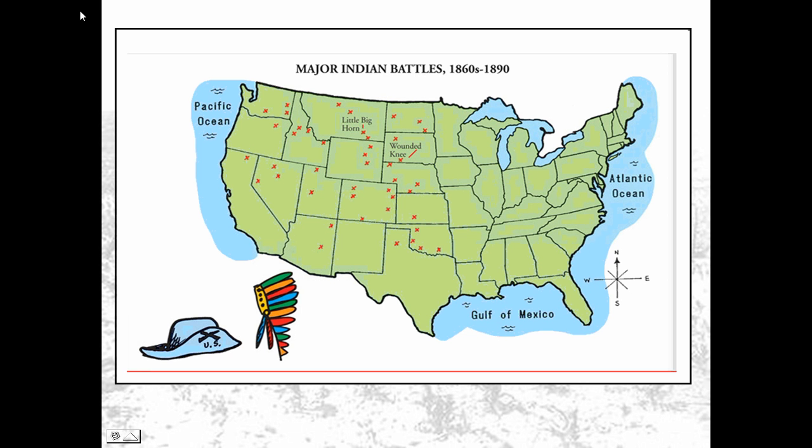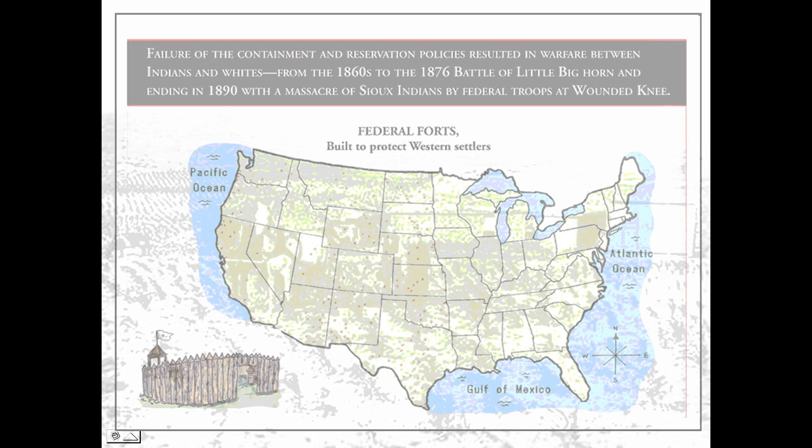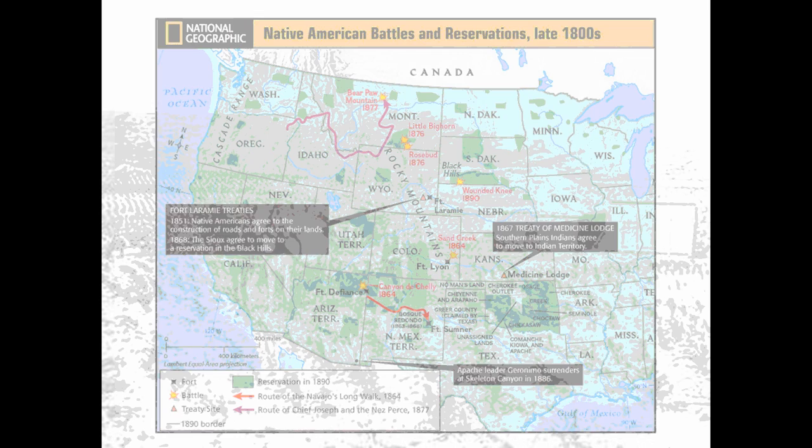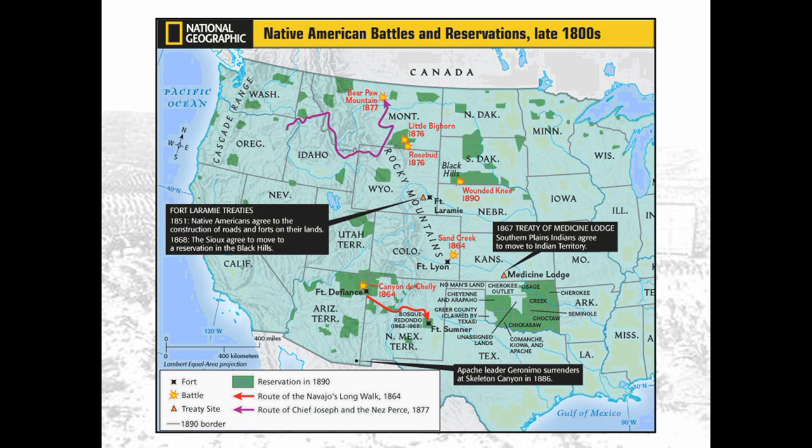The 2 big ones there we'll talk about. Little Bighorn was, of course, where General Custer met his end, and the Battle of Wounded Knee signifies the last battle on the frontier, the symbolic last defeat of Native Americans. And a similar map, but this shows you federal forts that were built to protect Western settlers. In the late 1800s, you can see the reservations that have been set aside.